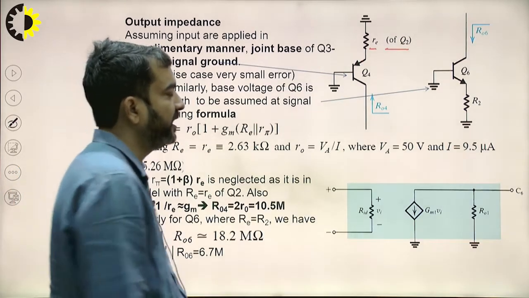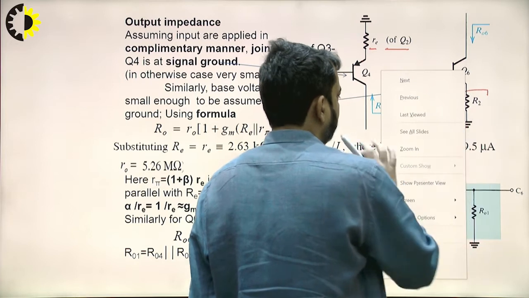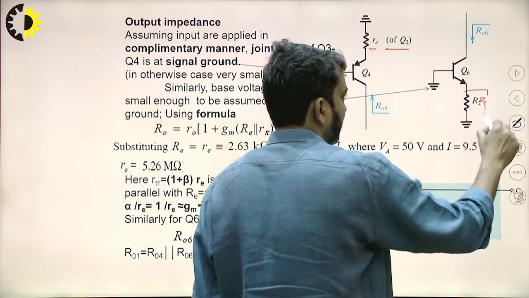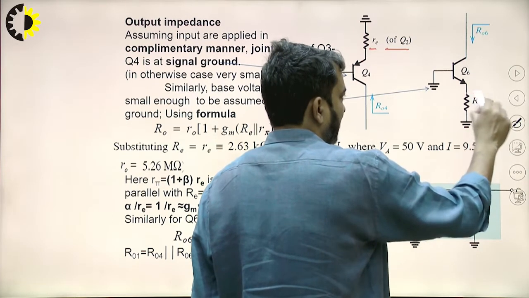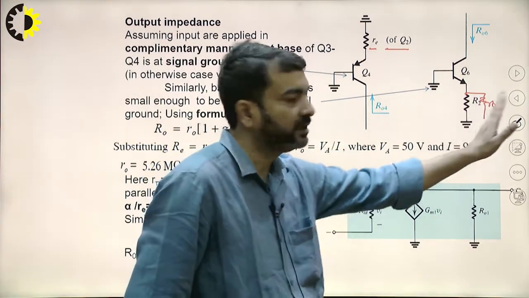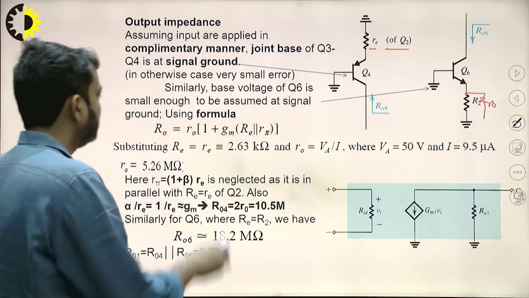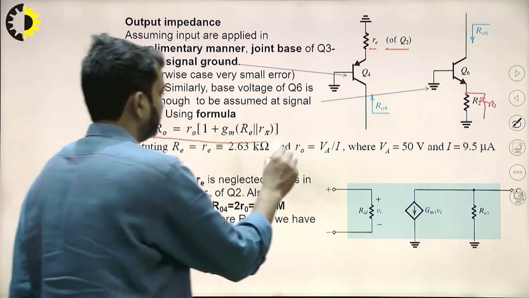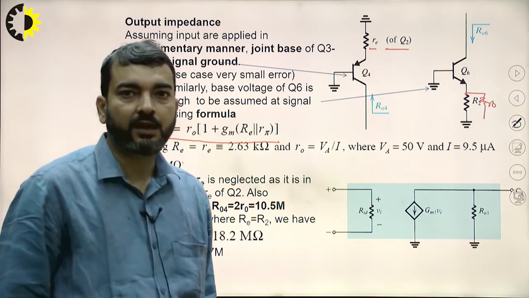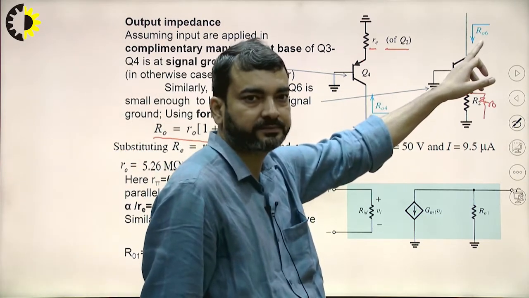So this we have shown. Actually there is one more resistance, that is R0, but since R0 will be much higher than R2, we can easily ignore the resistance R0. So now by using this formula, we can easily calculate the resistance R04 and R06.